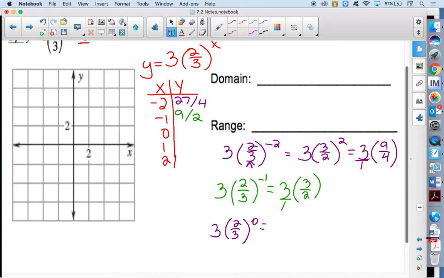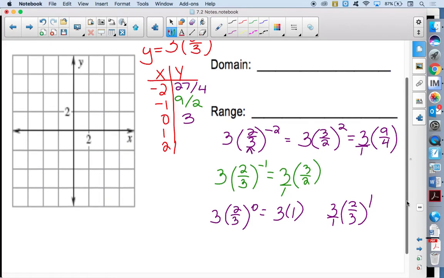When you plug in a 0, anything to the 0 power becomes 1. That should be the easy value, because it's really just the number in front, that a. Because an exponent of 0 makes the number it's attached to just 1. And then we're dealing with 3 times 2/3 to the first. Anybody know what 3 times 2/3 is when you have a 1 there? Yeah, that's just 2.